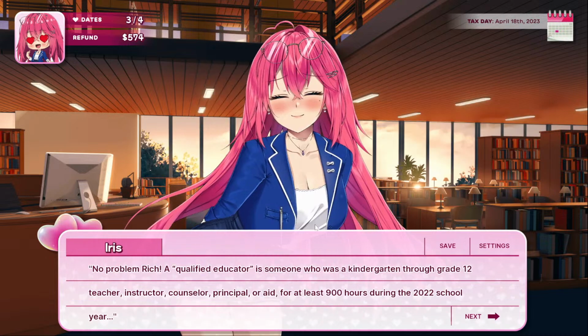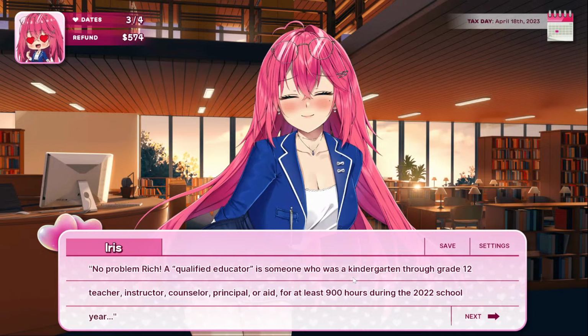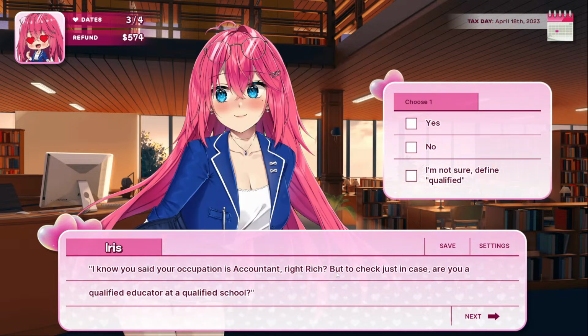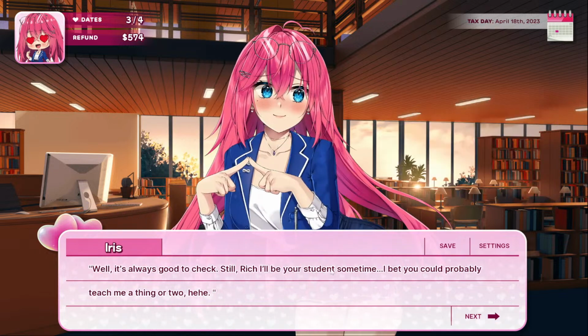Let's ask her what defines qualified. Who was a kindergarten through 12 teacher, instructor, counselor, and so on. A school that provides primary educational services. No, this does not include college. Did you say college? Good to check. Still, Rich, you'll be a student. I'll be your student sometime.